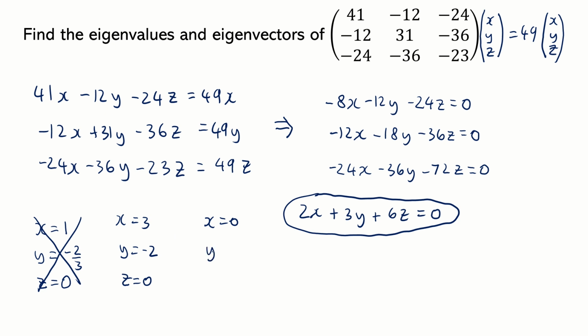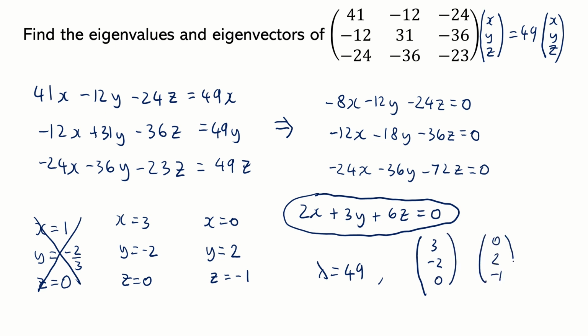Again, I could choose a value of y. You shouldn't pick y equals 0, because if 2 of them are 0, all 3 of them need to be 0, and 0, 0, 0 is a stupid vector. But therefore, I could pick y to be 2, for instance, because that means z only has to be minus 1 to therefore balance it out. So therefore 2 eigenvectors to go with the eigenvalue of 49 would be 3, minus 2, 0, and 0, 2, minus 1. They are linearly independent because neither of them are parallel to the other.